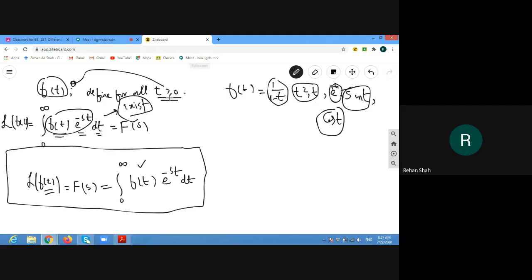But another condition is where this function fails to transform. If the integral of the product of these two functions exists, the Laplace transform will exist. Otherwise, the Laplace transform will not exist.